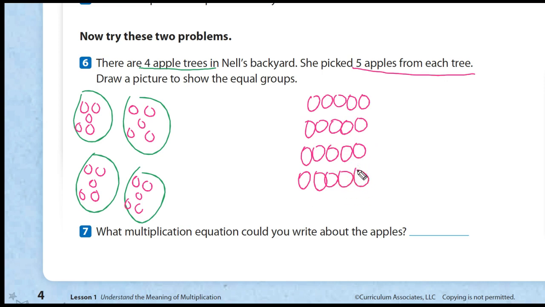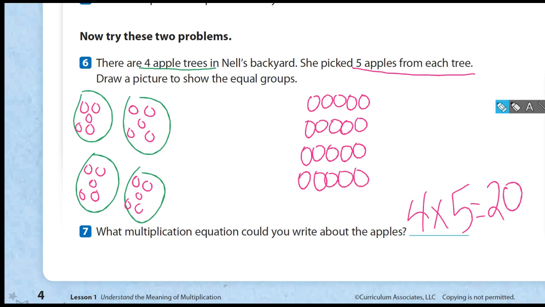And I'm done. What would be my multiplication equation? Well, I gotta start with how many groups I have. 4. Okay. Times, not plus, times. You said it right. Equals how many? 20. We are multiplying.